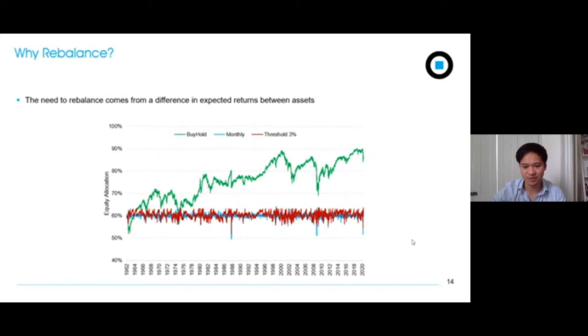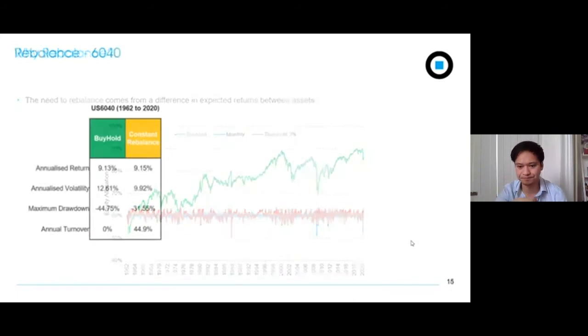So as we mentioned at the beginning, over the long term, equity returns have been higher than bond returns. So if you do nothing, as per the green line, the buy and hold approach, in this chart, equities grow as a part of your portfolio over time. And after 60 years, you have a portfolio that is nearly 90% in equities. Rebalancing, as with the other 2 lines, keeps our risk in line with our target. So that's why we need to rebalance.